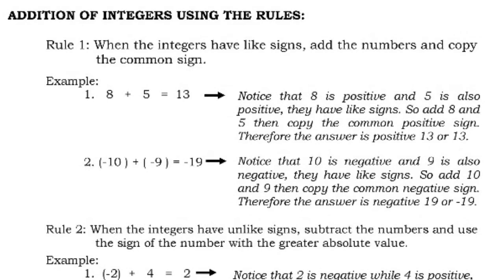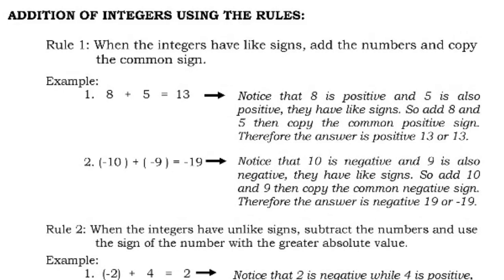Now, let's have addition of integers using the rules. Rule number 1. When the integers have like signs, add the numbers and copy the common sign. Example here, number 1, 8 plus 5 equals 13. You're going to notice here that 8 is positive and 5 is also positive. So they have like signs, so add 8 and 5. Then copy the common positive sign. Therefore, the answer is positive 13 or simply 13.